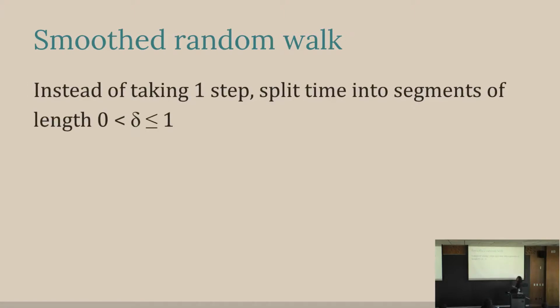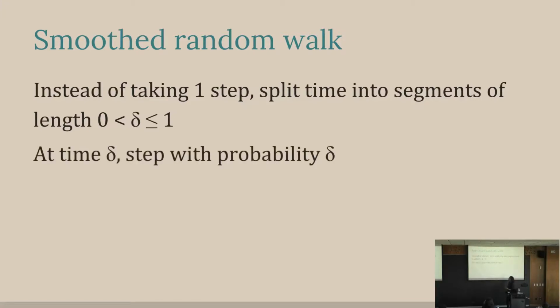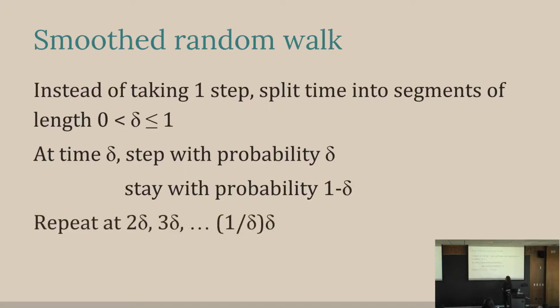So instead of taking only one step, we can consider the case where we split up the time 1 into delta segments, and at each time step delta, with probability delta we take a step, and with probability 1 minus delta we do nothing and just stay there. And we do this 1 over delta times. If we take delta to be 1, then this is equal to the one-step random walk. So this is a generalization of what's happening in the one-step case.